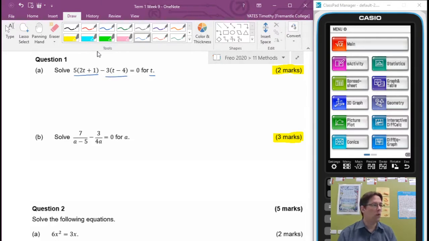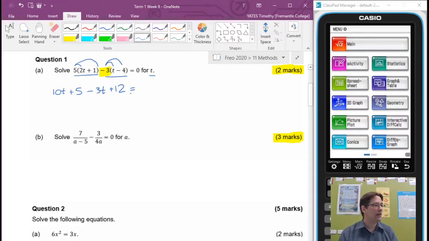Now there is one big trick with this one, which I'll get to in a minute, but we just want to expand these brackets. So obviously we do 5 times 2t, which is going to be 10t, and then we do 5 times 1, which is plus 5. Now remember that this in the front is not 3, it is negative 3. So we've got to do negative 3 times t, so that's take 3t. And then we've got negative 3 times negative 4, which ends up being plus 12. That's the one that would end up tricking you if you weren't paying attention.